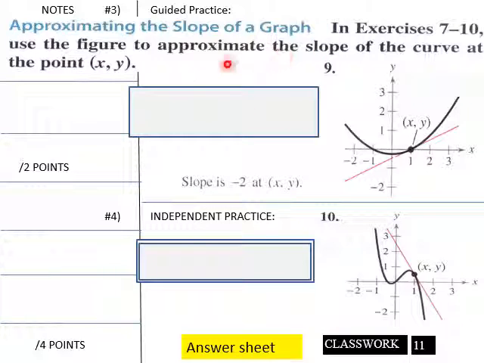So let's try another one here. Use the figure to approximate the slope of the curve at the point (x, y). Here's our point (x, y). Students, this is yours down here. For this one up here, the slope is 1/2. We have a rise of about 1 with a run of 2. It looks about right. Rise over run would be 1 over 2, so you can estimate it that way.